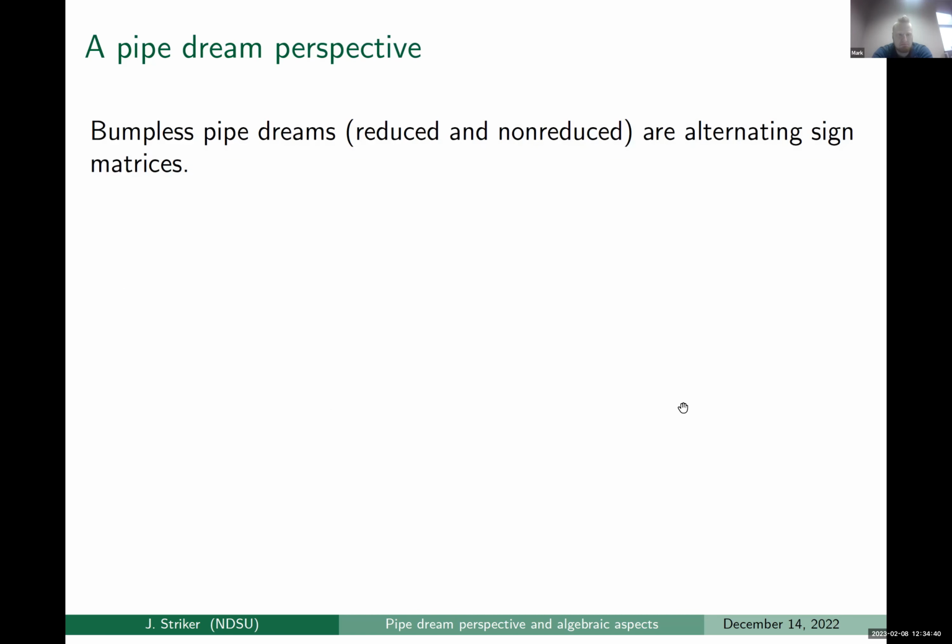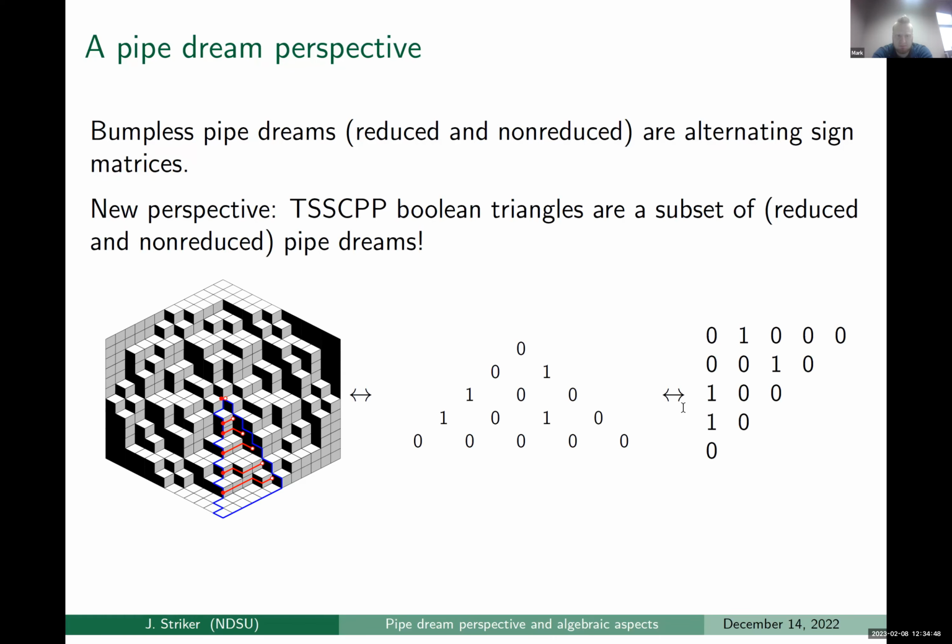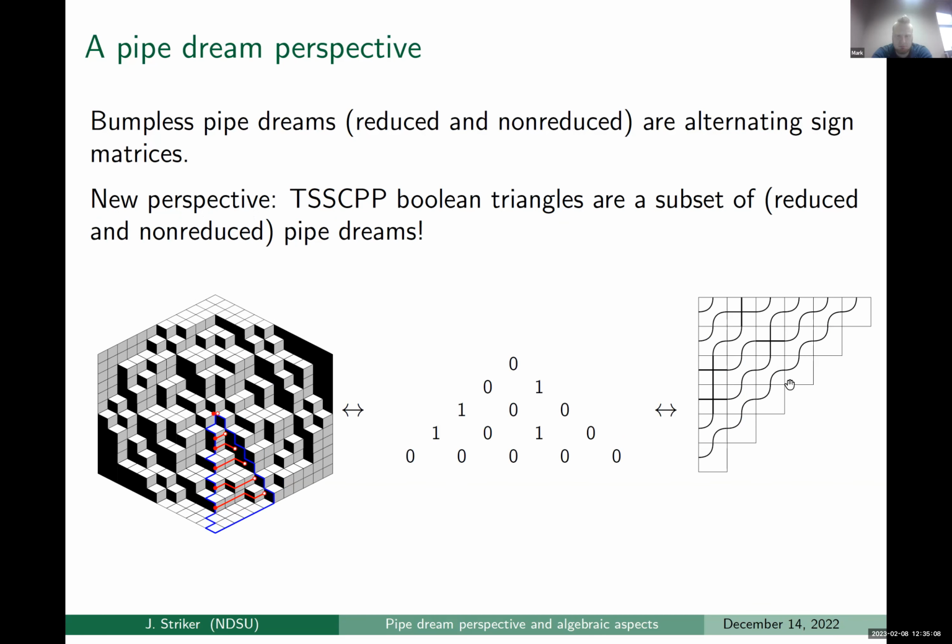Okay, so what does this have to do with our problem? Well, bumpless pipe dreams are alternating sign matrices. I'll show you on a later slide how they correspond. And then our new perspective is that these triangles with 0s and 1s that came from the paths and the TSSCPP, you can make them look a little bit more like a pipe dream by putting the triangle in the correct orientation. And then we're going to turn our 1s into crosses and our 0s into the bump tiles. So TSSCPP are actually pipe dreams also.